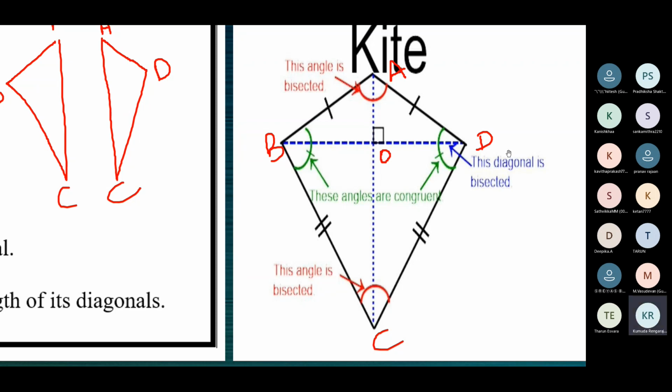Diagonals don't bisect one another. The longer diagonal will bisect the shorter diagonal, but that doesn't mean that the diagonals bisect each other. The longer diagonal here is AC. It bisects the smaller diagonal BD. That is, AC cuts the smaller diagonal BD at O.